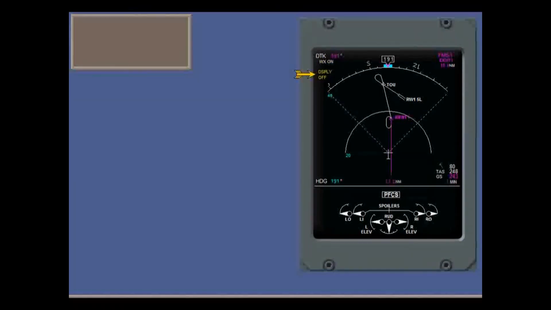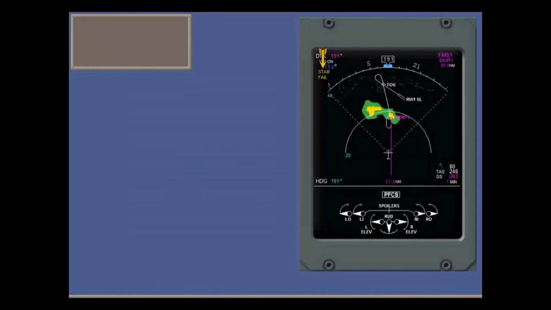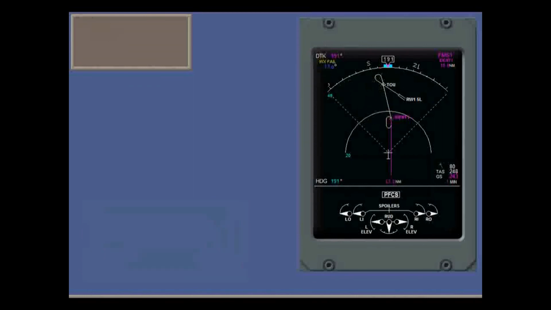Display off indicates that weather radar is selected on by the weather radar panel, but display is not enabled on the EFIS control panel. The antenna is normally stabilized to aircraft attitude. But if you see a stabilization fail message, pulling this knob will turn off stabilization. Finally, you may see WX fail.